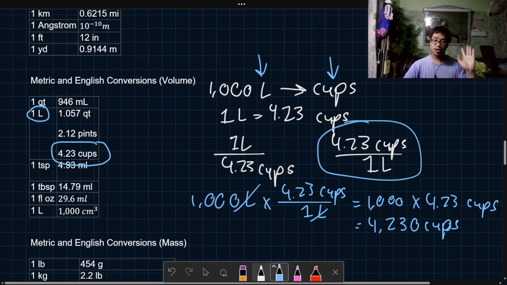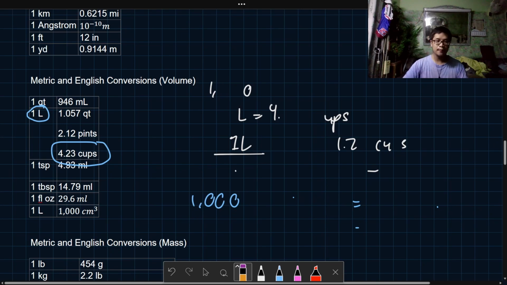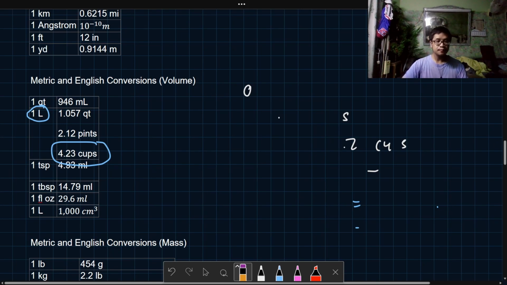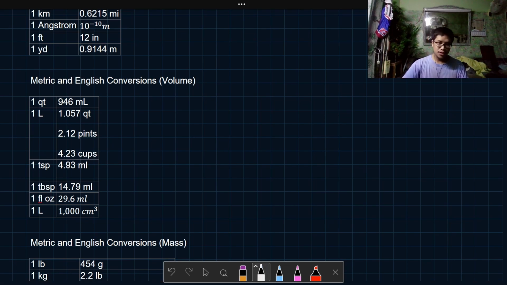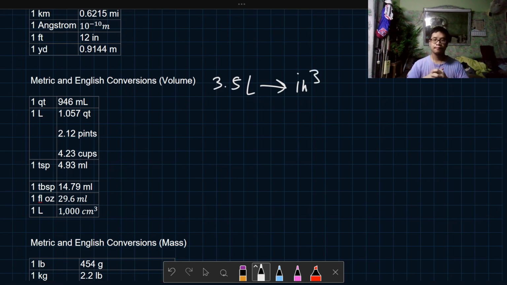Okay. So let's try another one. Let's just say I have this problem. I wish to convert 3.5 liters to cubic inches. This one. How is that even possible?